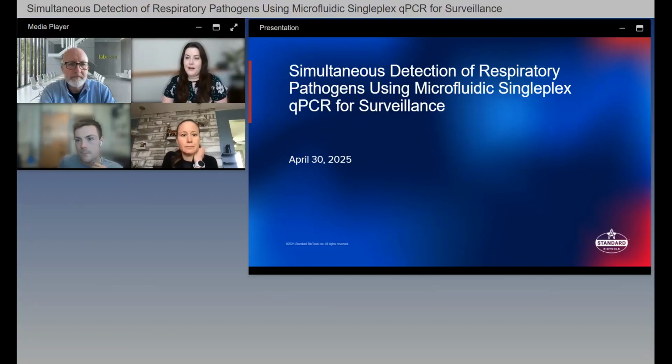Hello, everyone, and welcome to simultaneous detection of respiratory pathogens using microfluidic singleplex qPCR for surveillance.